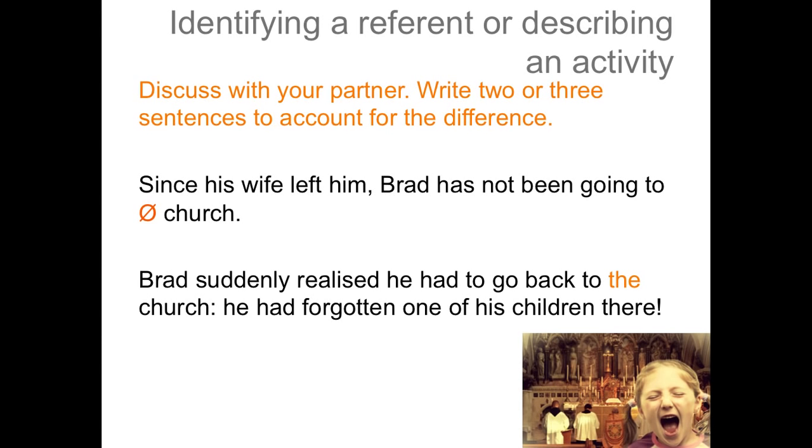Since his wife left him, Brad has not been going to church. 0 article. Brad suddenly realized he had to go back to the church. He had forgotten one of his children there. All right? In the first sentence, we don't care about a specific church. We're not talking about a place. We're talking about the activity of going to church, which means that Brad probably has a spiritual life. Okay? In the second sentence, on the contrary, we're interested in a geographical location, the building church, because it is where he left one of his children. All right? So this is how you make the difference between identifying a precise referent, and in this case you will need the article, or just describing an activity.